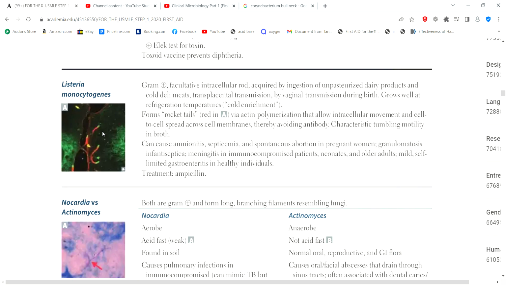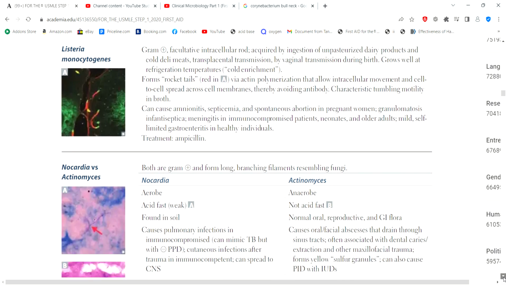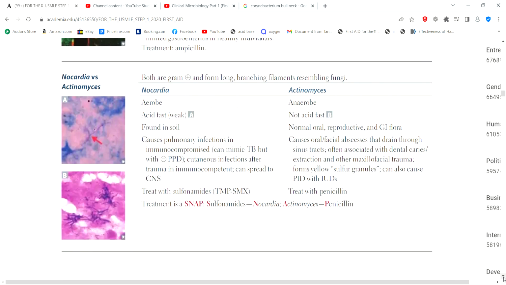Now, we're going to move on to Nocardia and Actinomyces. Nocardia is weakly acid fast, right? Remember, we talked about this yesterday. Actinomyces is not acid fast because Actinomyces does not have mycolic acid in its cell wall. Both are gram-positive and form long branching filaments resembling fungi.